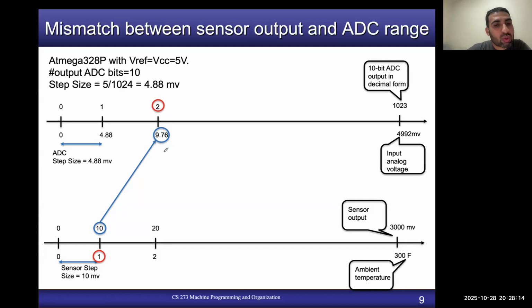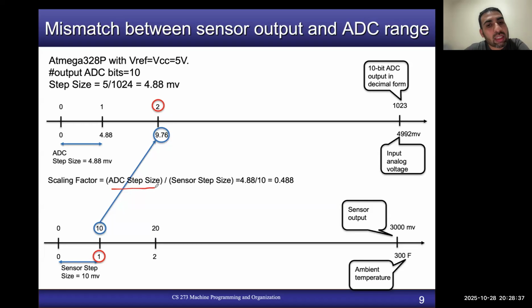We expect that our ADC should tell us that the temperature is 1 in digital form, but it is actually telling us 2. So how can we fix it? By finding the scaling factor and then scaling our output using that factor. How can we find the scaling factor? By dividing the ADC step size by the sensor step size, right? What is the ADC step size? 4.88 here. And what is the step size of the sensor? 10 millivolt. So 4.88 divided by 10 is 0.488.